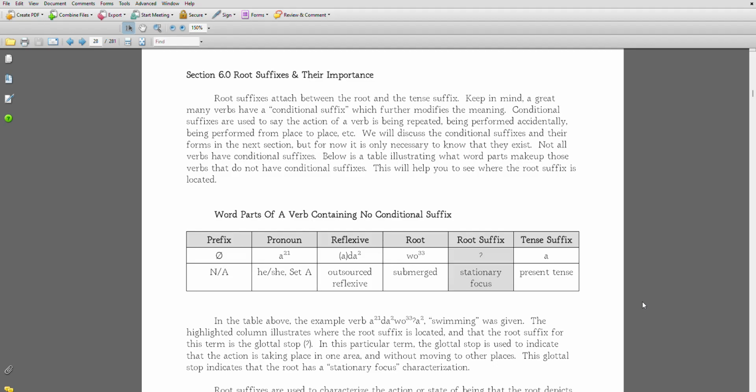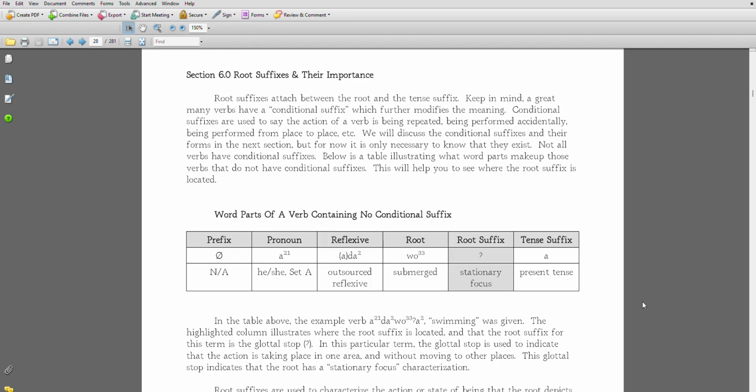We will discuss the conditional suffixes and their forms in the next section, but for now it is only necessary to know that they exist. Not all verbs have conditional suffixes. Below is a table illustrating what word parts make up those verbs that do not have conditional suffixes. This will help you to see where the root suffix is located. So in the table below, word parts of a verb containing no conditional suffix.